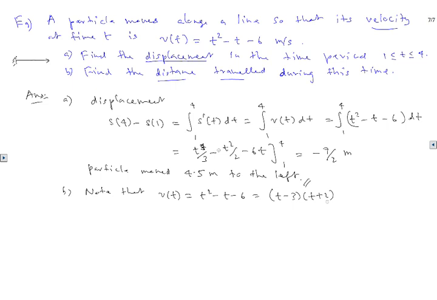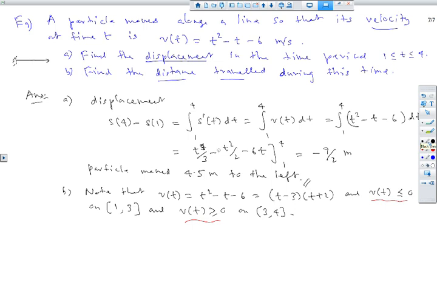So now what happened? If t is smaller than 3, this is negative. If t is more than 3, this is positive. So note that the velocity v(t) is negative or 0 on the interval 1 to 3, and the velocity is positive on the interval 3 to 4. That's what we notice because of the t minus 3 term. If it is less than 3, it is negative. If it is more than 3, it is positive. Okay, so that's what happened. Positive, negative, and positive.